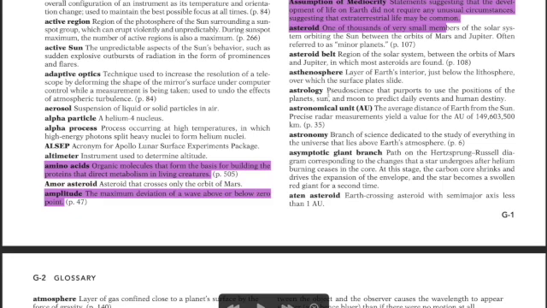Astrology: a pseudoscience that purports to use the position of the planets, stars, and moons to predict daily events and human destiny. Oh, astrology. Please, can you comment down below who among you believes in astrology?